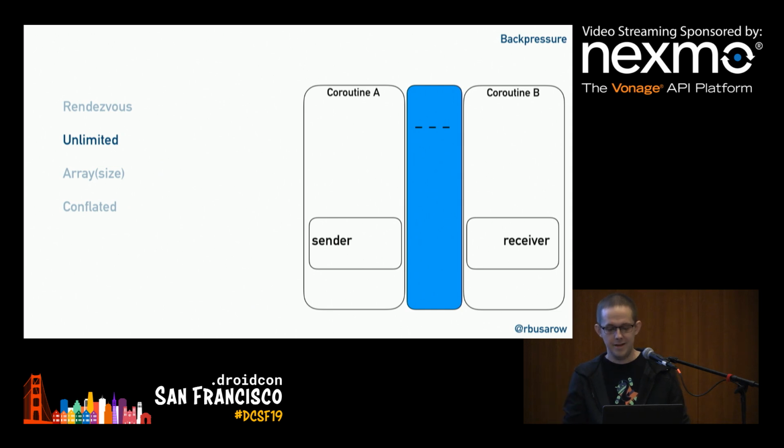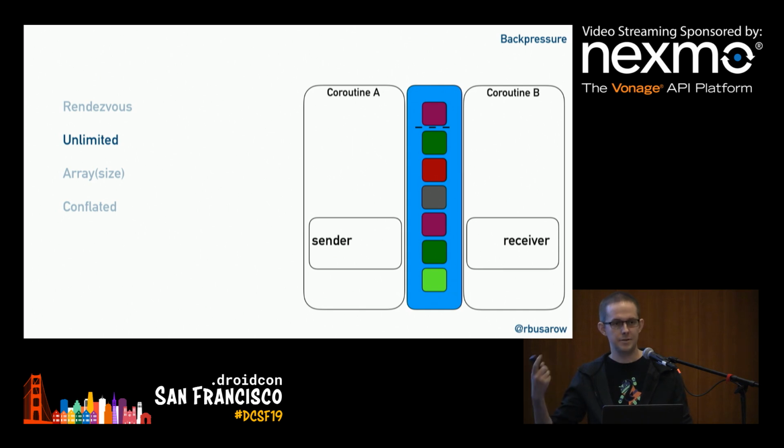The next variety is this unlimited channel, which in the code is called a linked list channel, and it's pretty much exactly what it sounds like. It has a buffer, which will just fill up with data as quickly as the sending coroutine is able to send it. The only limit is the amount of memory on the phone. So as it's sending, even though the receiving coroutine is not doing anything, the sender coroutine is not suspending. It's not blocked from doing any other tasks.